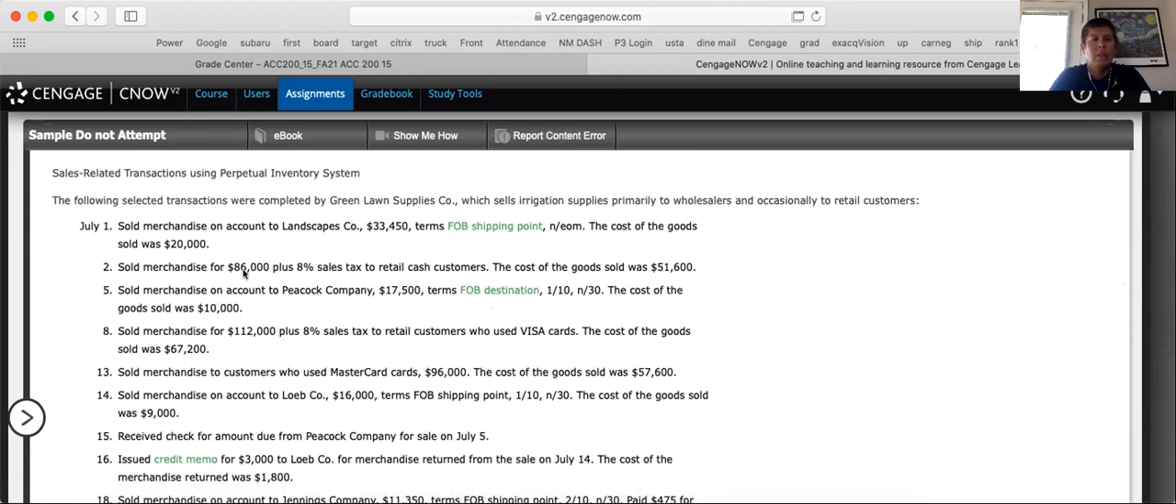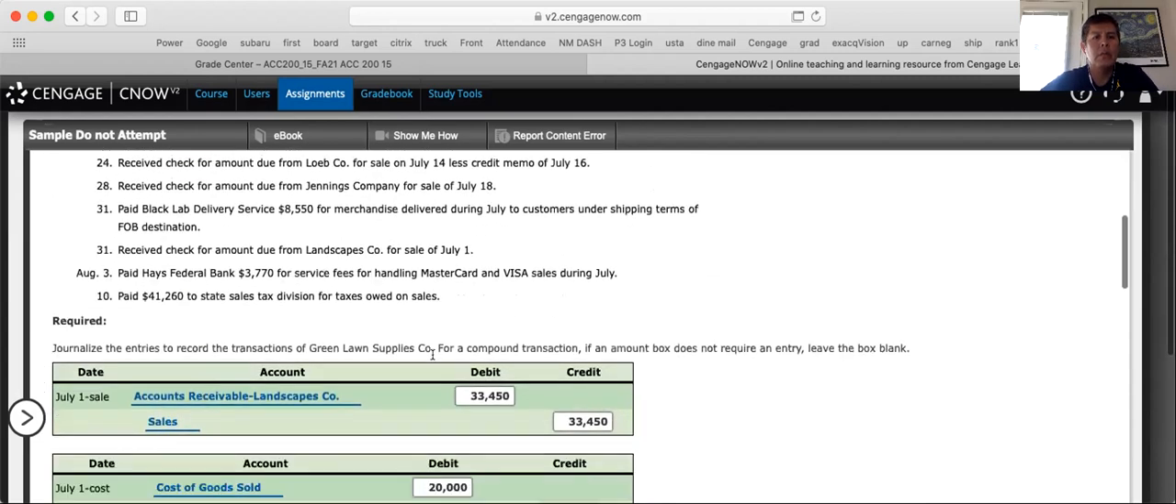Let me get this 86,000, and I'm going to multiply that times 8%, and I should get 6,880. Okay, 8% of 86. I'm going to add that back to 86,000, and I should get 92,880. All I did was multiply 8% times 86,000, and then I added that sales tax back to it. I'll show you how to record that here in just a bit.